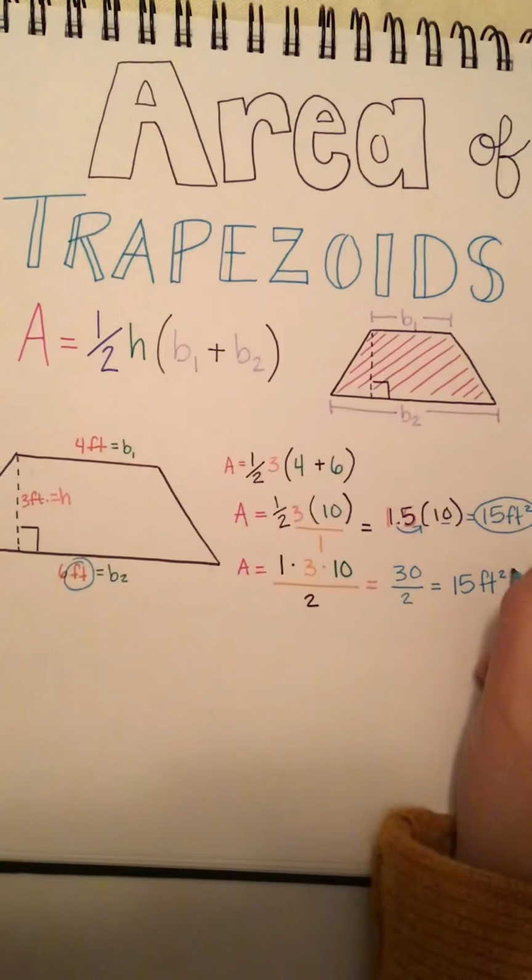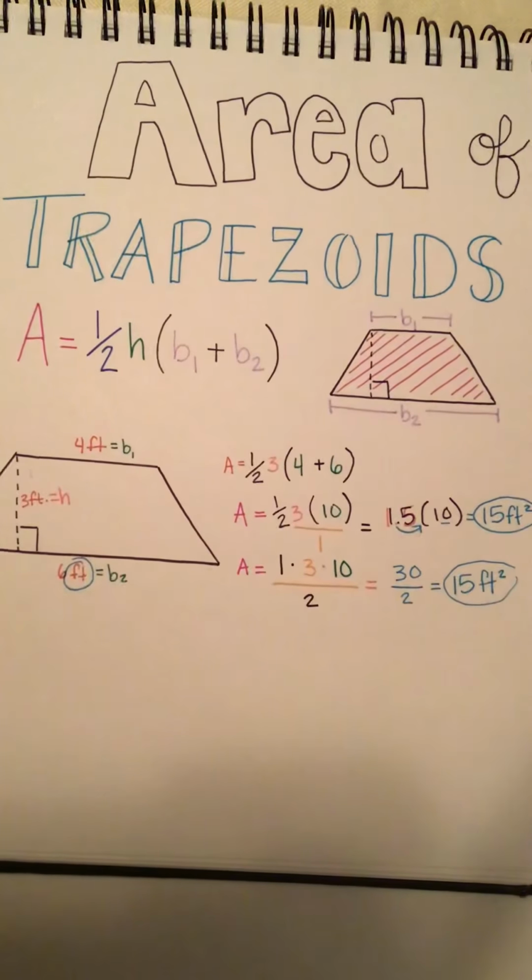Either one of those are going to give you the correct answer, okay? So if you're confused, it's okay. This is new. Let's do one more together. Let's look at 6.